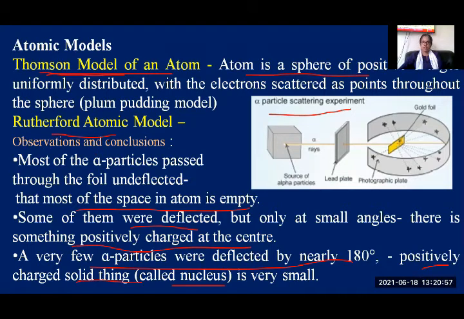So based on this, what does Rutherford say? The atom has a nucleus at the center, and in that nucleus the protons and neutrons will be concentrated, and the whole mass of the atom is concentrated in the nucleus itself, and it is surrounded by the electrons at various radii, and these electrons will be revolving around the nucleus. Okay, so this is about the Rutherford atomic model.